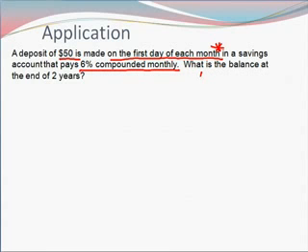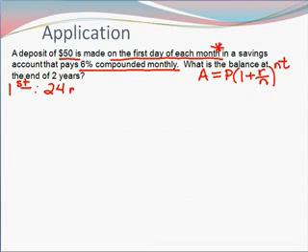We can't just use our normal A equals P times 1 plus r over n to the nt formula, because the amount of principal is going to be changing every month, and the other thing is each $50 deposit is going to have a different amount of time to be earning interest. So what does that mean? The very first deposit is going to earn interest for 24 months.